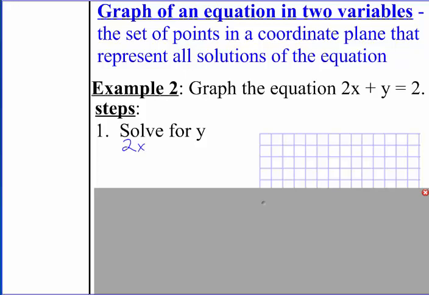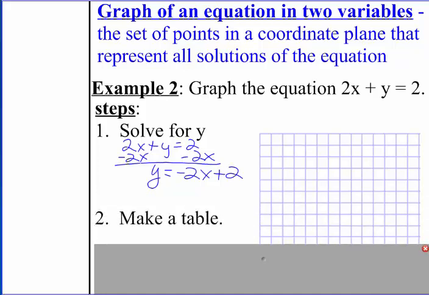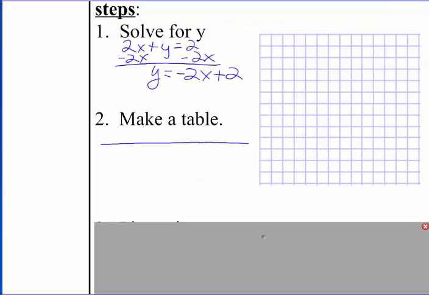So we have 2x plus y equals 2. We're going to minus the 2x on both sides so that the y is all by itself: y equals -2x plus 2. So we solve for y. Next thing we want to do is make a table. So this is the same as what we did before. Now this time, because I did not give you a specified domain, you get to pick your domain. You should always pick negative numbers as well as positive numbers, and 0 is always a nice number to pick as well. So I'll do -2, -1, 0, 1, 2.